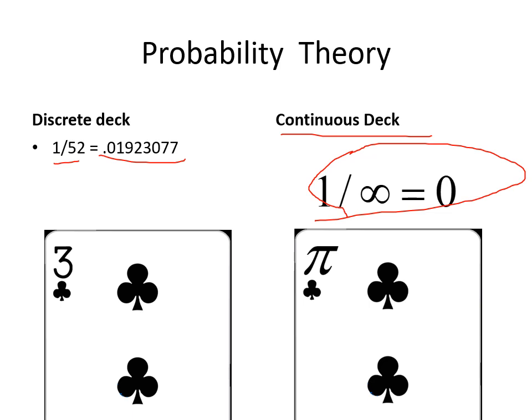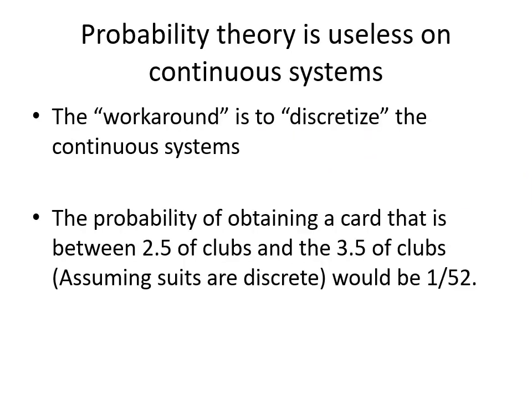Okay, now I'm about to say something that's going to twist and twerk mathematicians the wrong way, but just listen on. I will come back and put it in a sane way to you. So what we're finding out from this is that probability theory is useless on continuous systems. Now just hold on. Okay, the workaround that mathematicians and engineers use to utilize discrete systems with probability is a system called discretization.